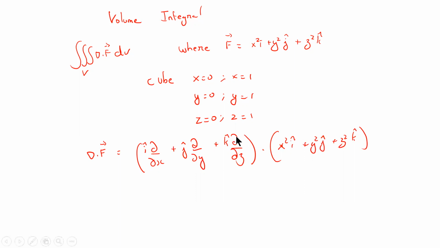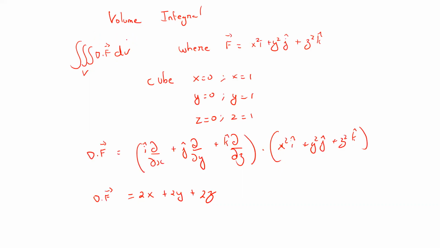Then you evaluate the differential operator. Dou by dou x operated on x square is 2x, on y square is 2y, and dou by dou z acting on z square is 2z. So this is the divergence of f.